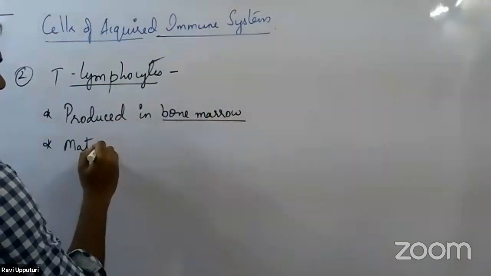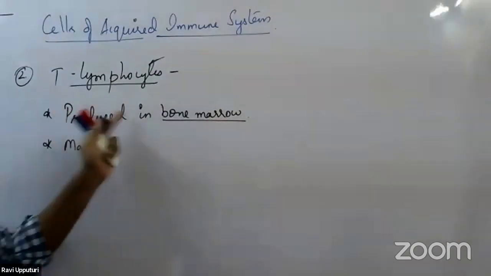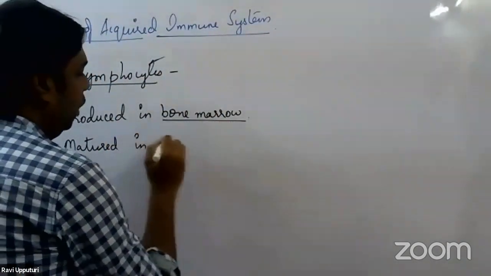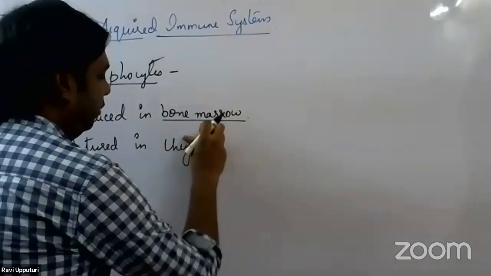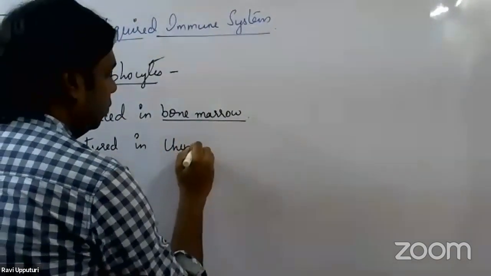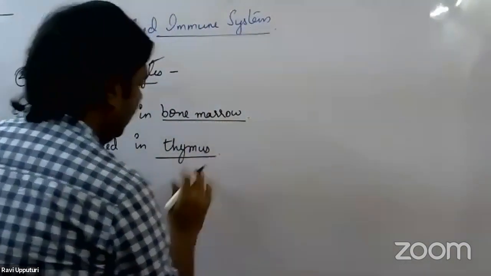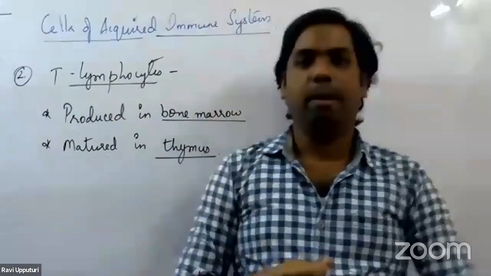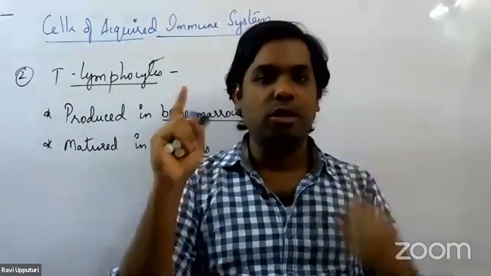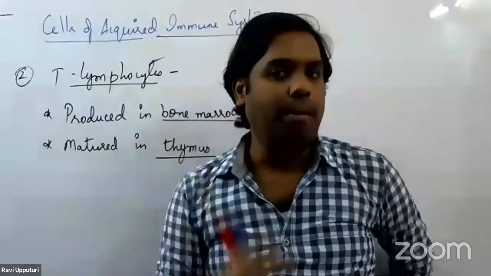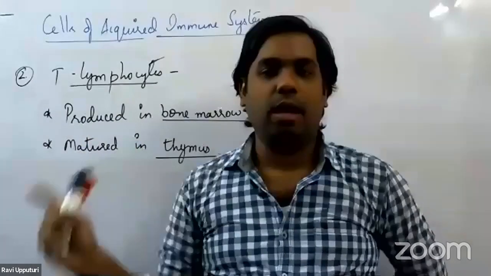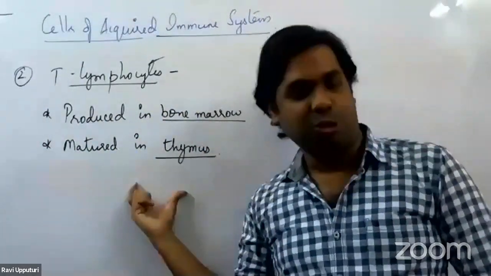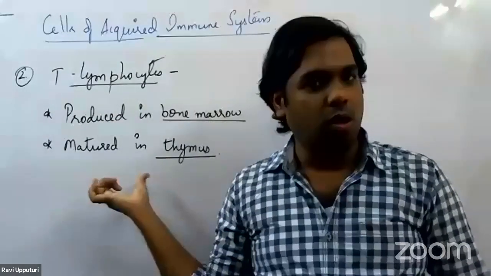These T lymphocytes are not matured in the bone marrow. From the bone marrow, they migrate to an organ in our body called the thymus, for their maturation. Things you need to remember: B lymphocytes are produced in the bone marrow and matured in the bone marrow, whereas T lymphocytes are produced in the bone marrow and matured in the thymus.